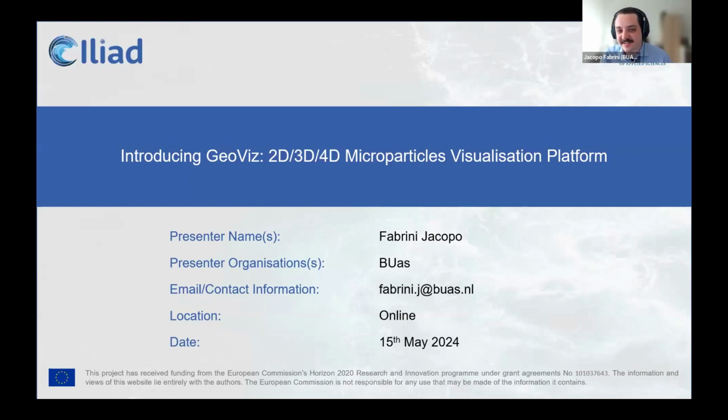Yes, okay, perfect. So hello everyone, I'm Jacopo Fabrini. I am going to present to you GeoViz. It's an application developed within the context of ILIAD. BUAS, Breda University of Applied Sciences, is the work package leader of work package 6, focused on visualization. Within the context of task 6.4, multiple applications have been developed, and GeoViz is one of them. The scope of this application is to visualize the flow of microparticles in 2D, 3D, and 4D with controls over time.